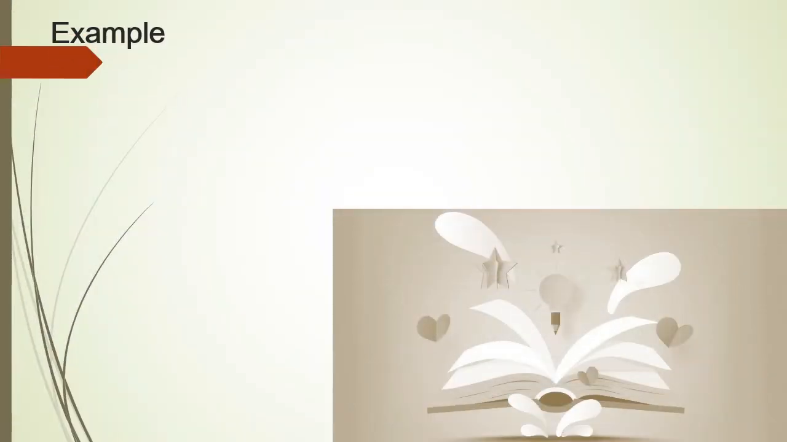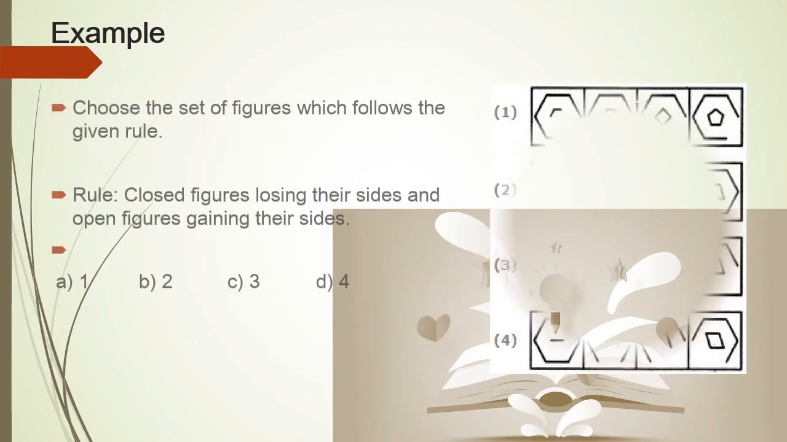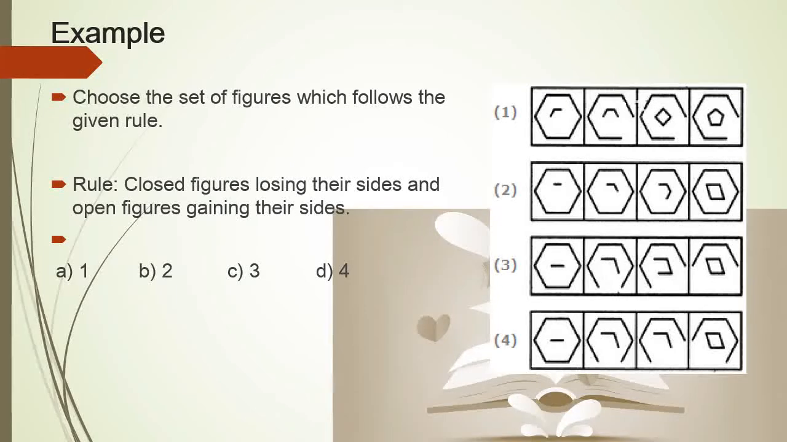Let us look at an example for rule detection. The question is, choose the set of figures which follows the given rule. The rule is closed figures losing their sides and open figures gaining their sides. So the figure is given. You may guess your answer. So the answer for this one is option C, that is the third figure.